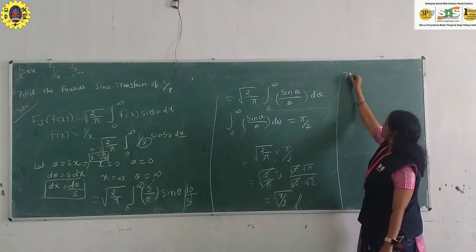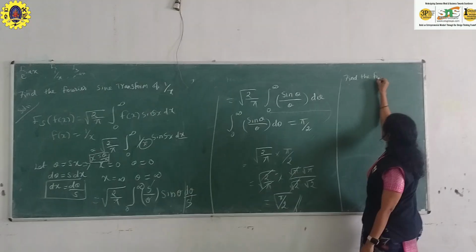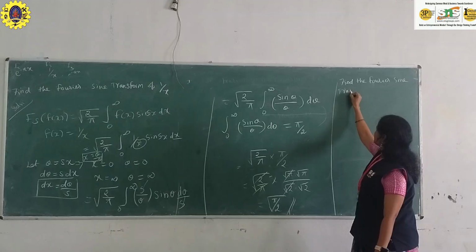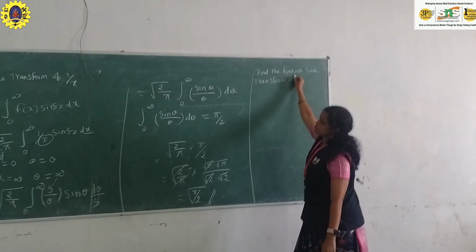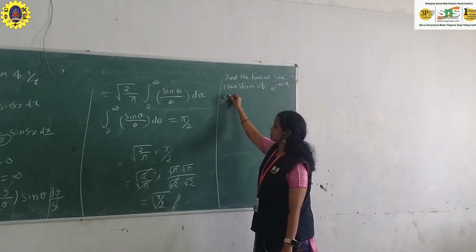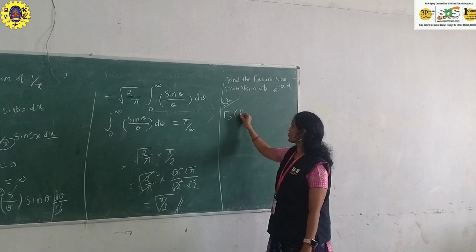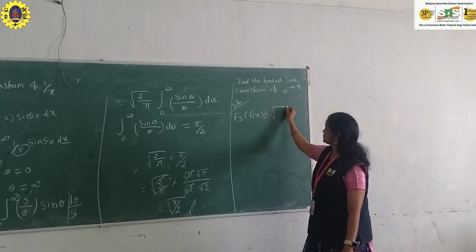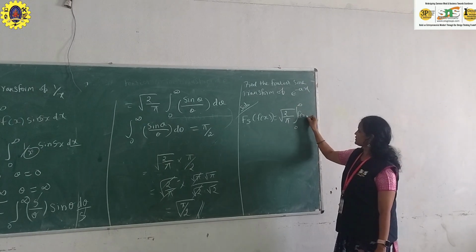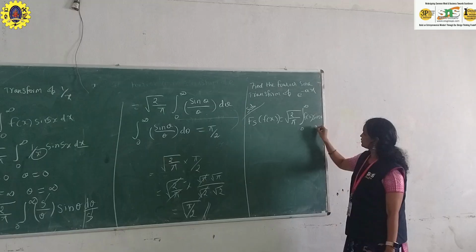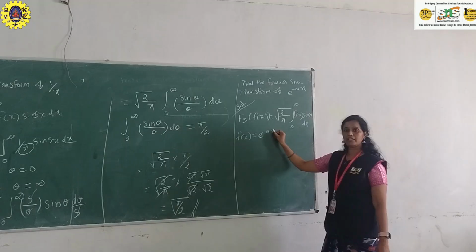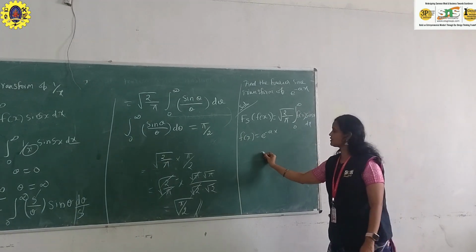So next problem, find the Fourier sine transform of e power minus ax. So clearly we know that Fourier sine transform of f of x equal to root 2 divided by pi integral over 0 to infinity f of x into sine sx dx. Here f of x is e power minus ax. So replace f of x as e power minus ax.